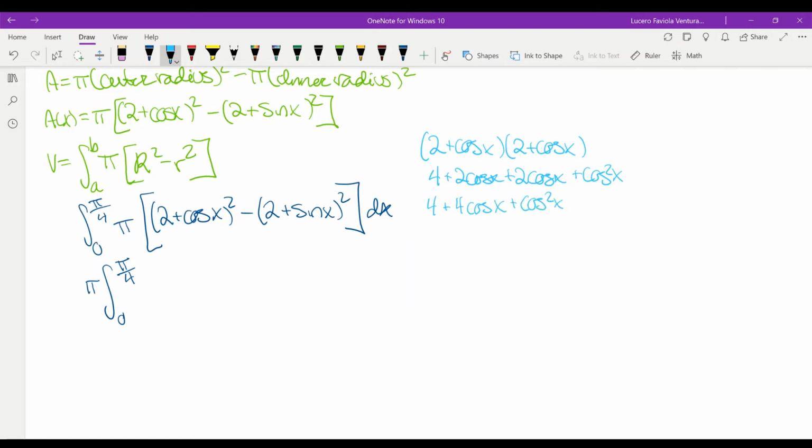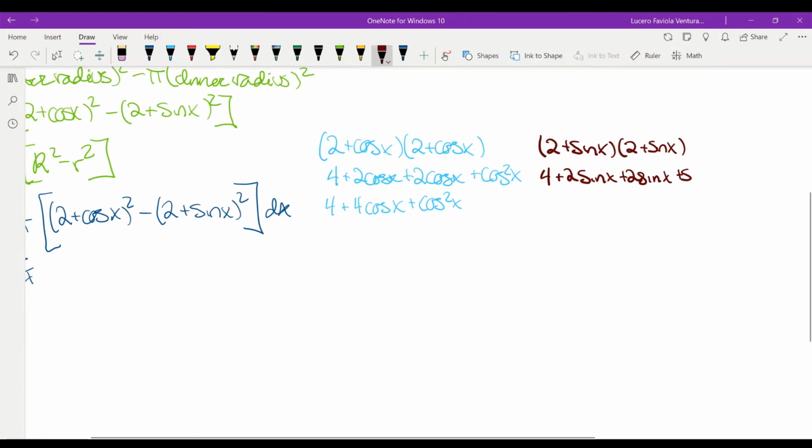And then we also FOIL the right side, which is 2 plus sine x. And I'll write this in red so that we can differentiate it. So we have 2 plus sine x times 2 plus sine x. FOIL. 4 plus 2 sine x plus 2 sine x plus sine squared x. Then we combine like terms. We end up with 4 plus 4 sine x plus sine squared x.